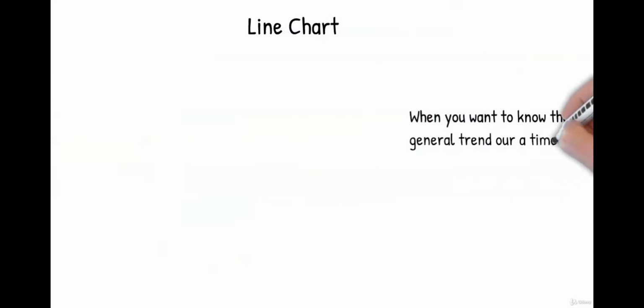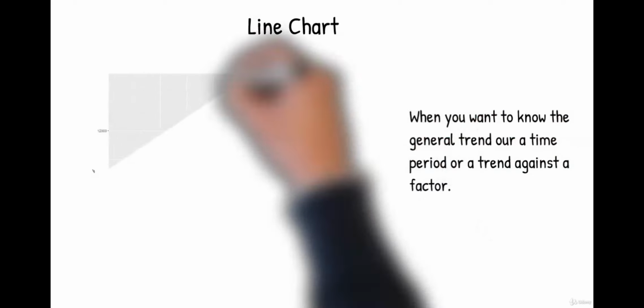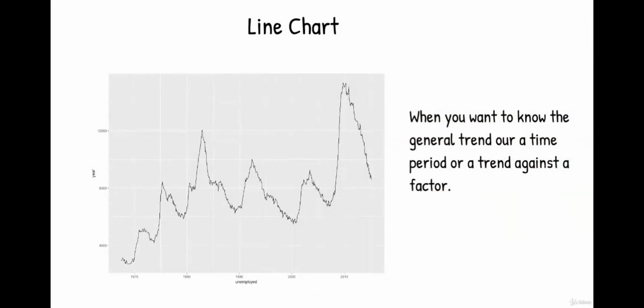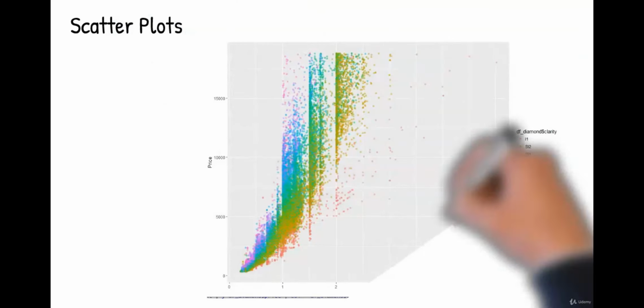Now a line chart, when you want to know the general trend over a period of time or a trend against a factor, the line chart is used. And you can see that over the time, the unemployment rate has been increasing.